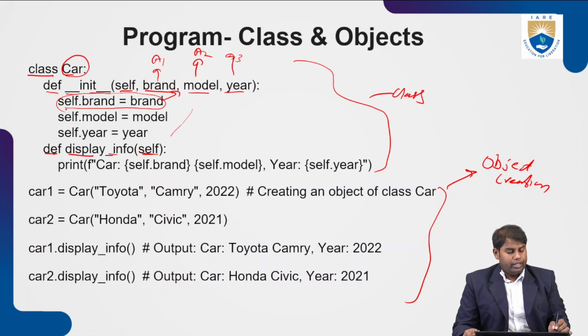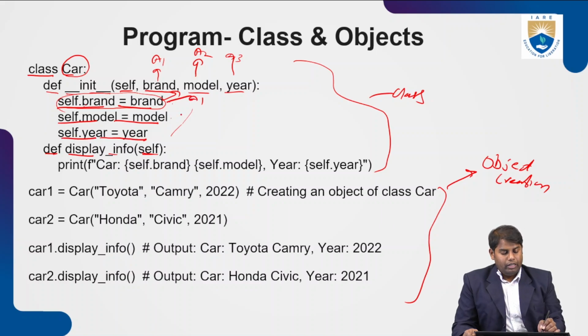Here you can see self.brand = brand is one thing, self.model = model is the other thing, and self.year = year is the other thing. So this is attribute 1, this is attribute 2, and this is attribute 3 of this constructor. Now we are using these variables or attributes, passed using this constructor, to the method.